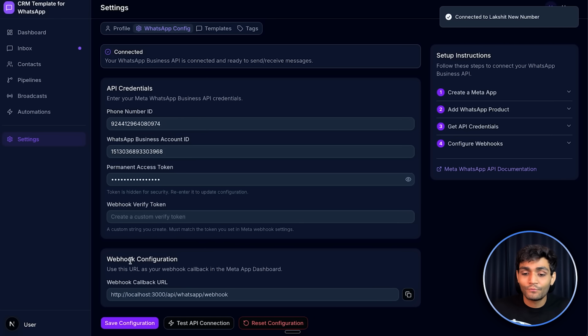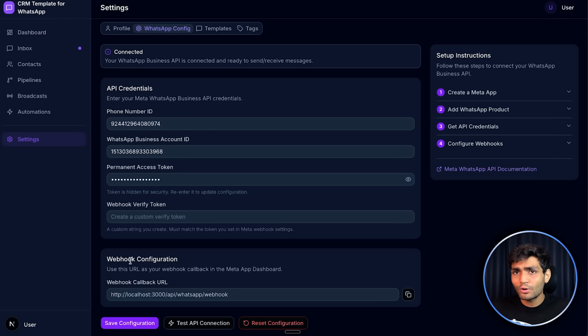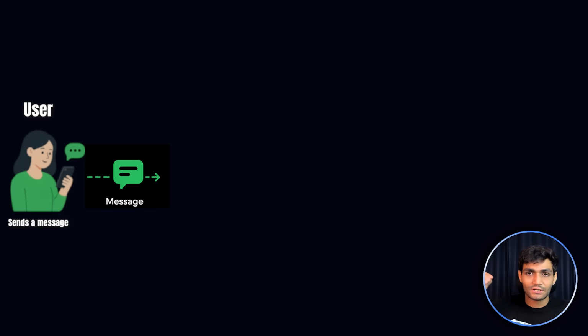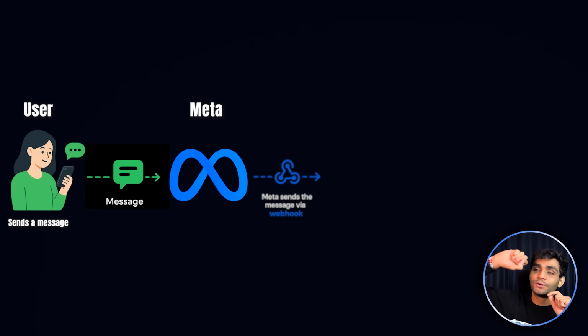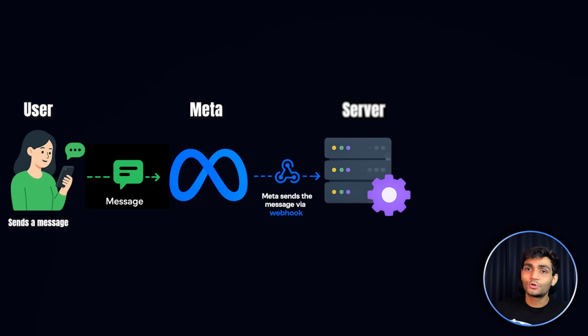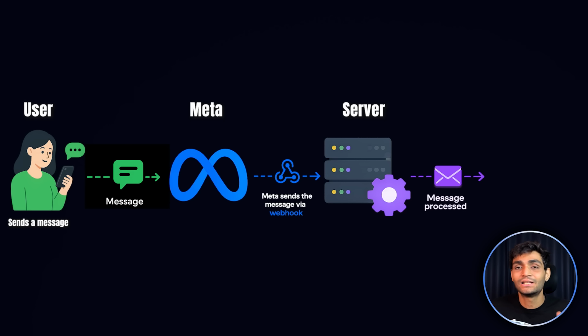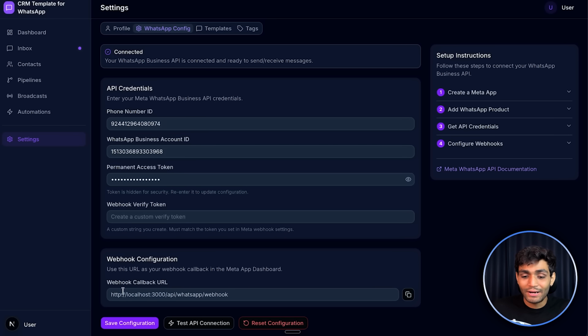Now we need to configure our webhook. And why do we need to configure it? Because whenever any user sends you a message, that message goes to Meta first. If you have configured the webhook in your Meta app, Meta will send that message via this webhook to your server, which we can see inside the inbox. Now Meta has one condition: they cannot allow HTTP, they need HTTPS.